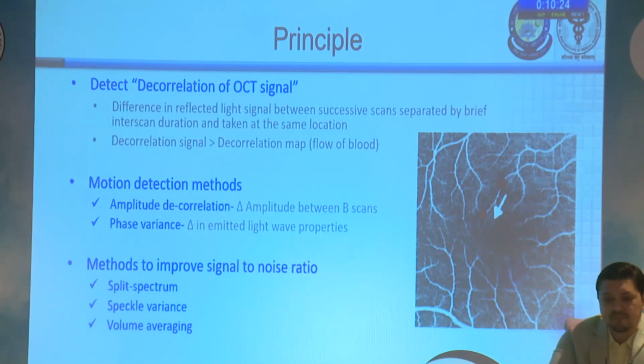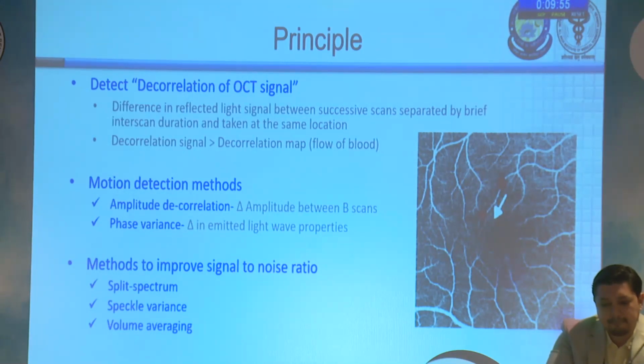Now there are different methods that are used to detect this motion contrast. One principle is the amplitude decorrelation. Amplitude decorrelation means that you're detecting the difference in the amplitude of the reflected light between the successive scans. And the second principle is the phase variance, in which other than the amplitude you detect the difference in the emitted light wave properties rather than the amplitude. You are focusing on the phase of the light which is reflected back.